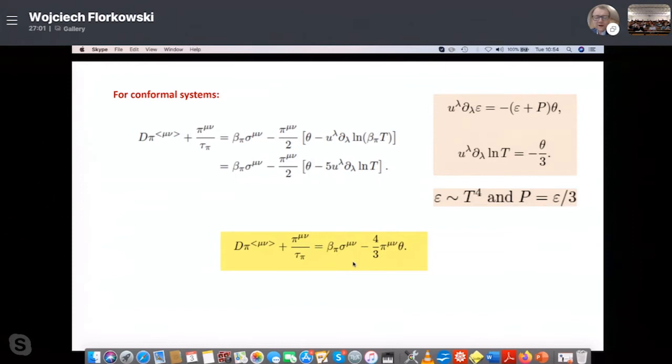I am just aiming at giving you some time scale. Relativistic Navier-Stokes was formulated by Eckart in 1940. Then in 1979, we got this theory. So it's quite a long time. So you see how it develops, more or less.